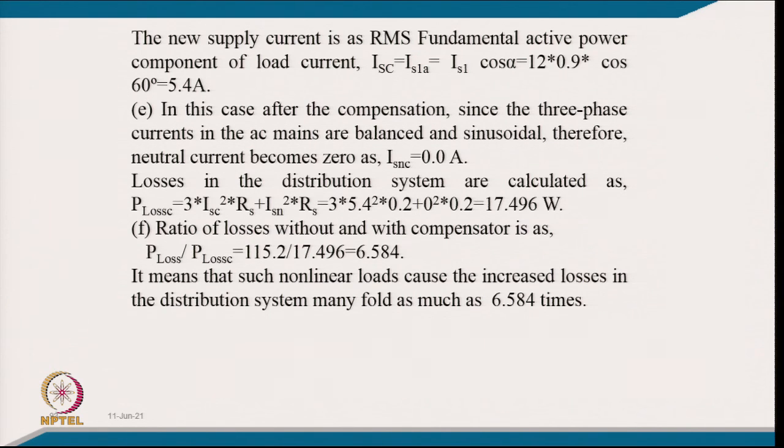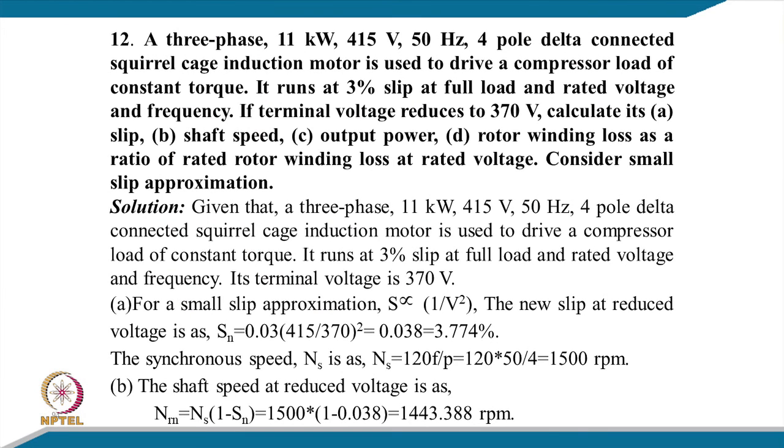So, the ratio of the losses without and with the compensator is P loss divided by P loss with the compensator, that is 115.2 divided by 17.496. So, it is 6.584. It means that such a nonlinear load increases the losses in the distribution system manifold, 6.584 times. That is the effect of a nonlinear load on the distribution system.